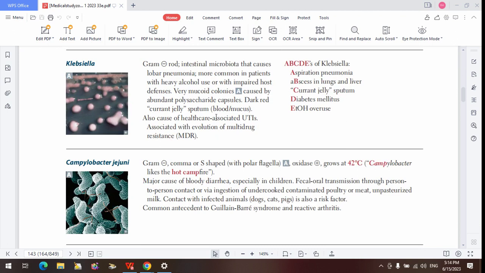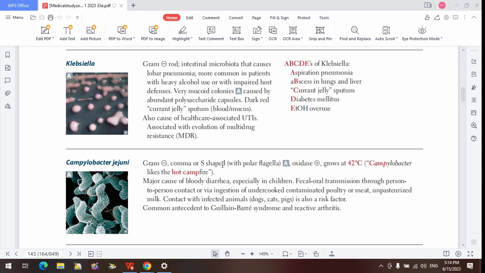It's a cause of healthcare associated UTI, and Klebsiella is also undergoing evolution, developing into so many strains that are actually resistant to some drugs.